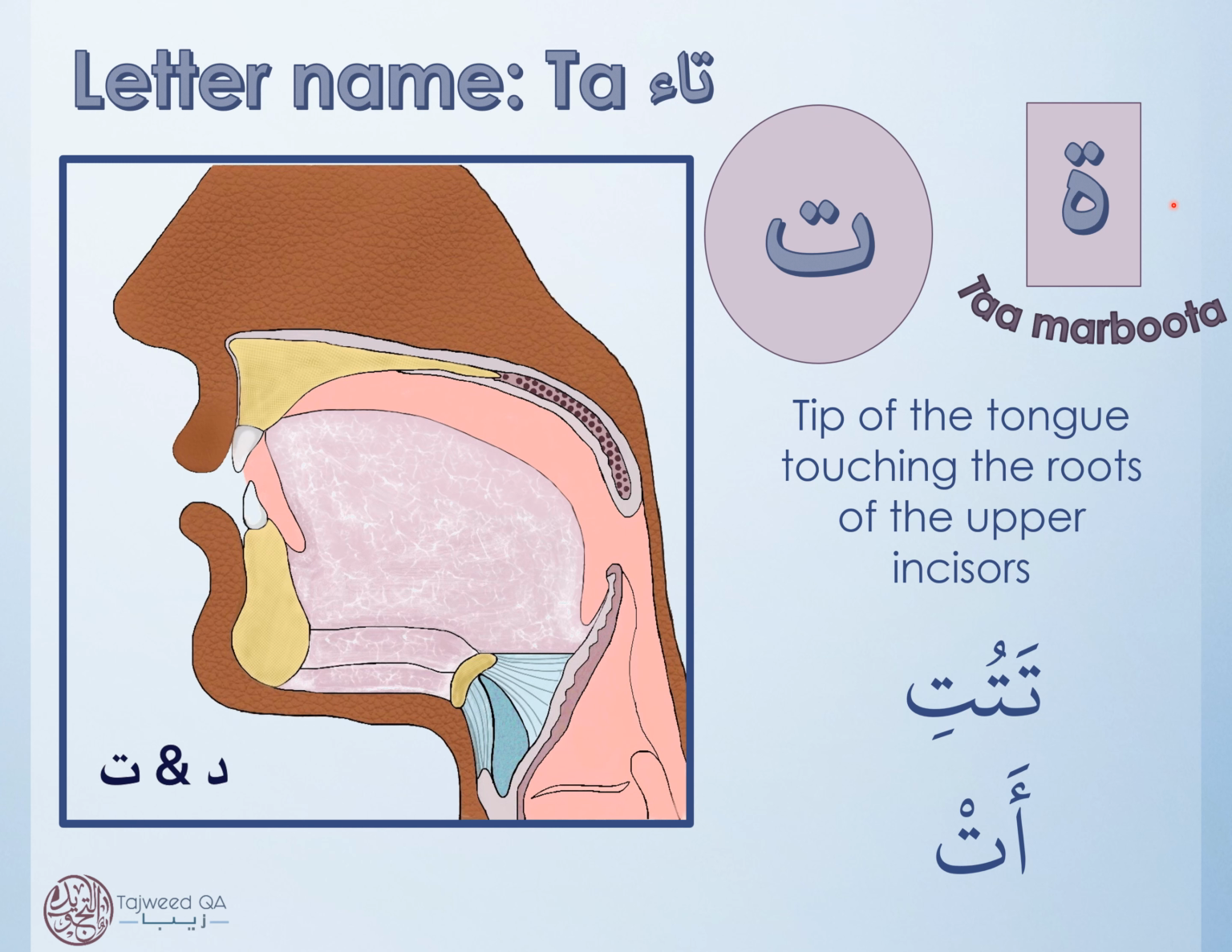So for example, the word rahmatan would be rahmah. It would become a ha in stopping. And remember, another way of distinguishing the ta from the ba is the 2 dots which sit above the shape of the letter. So the ta has 2 dots above and the ba has 1 dot above. And the ta marbuta also has 2 dots above, but it's as if the ta has been tied up into a knot. Ta marbuta.